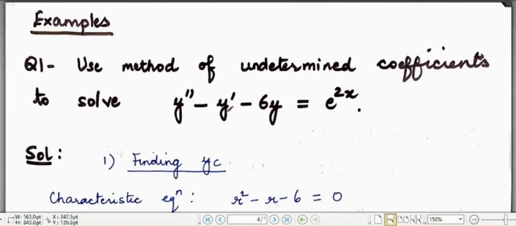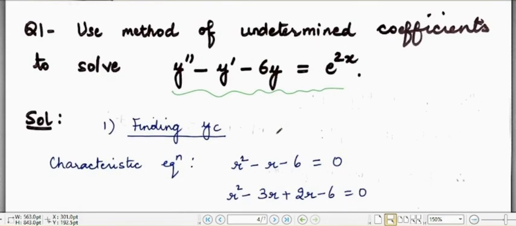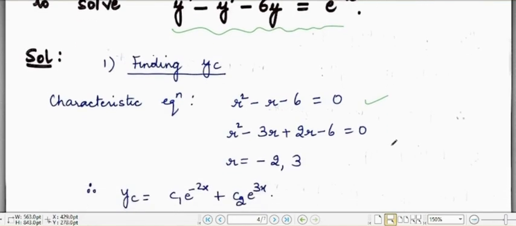Alright, so let's first look at this question, where a differential equation is given to you and you have to use the method of undetermined coefficients to find your solution. The solution, as we know, has two parts, yc and yp, and for yc you will write your characteristic equation, which is r square minus r minus 6 in this case. Look at the nature of roots, they are real and distinct, so your answer looks like this.